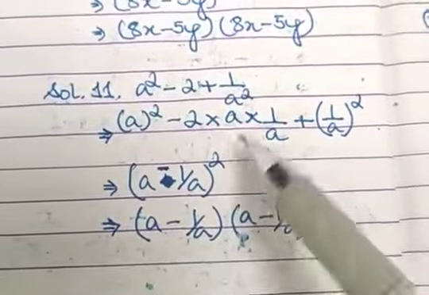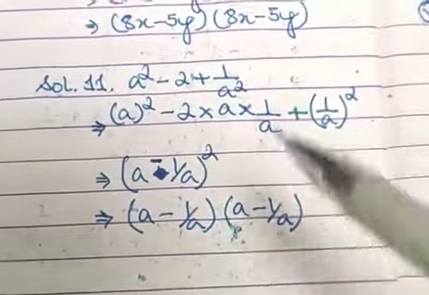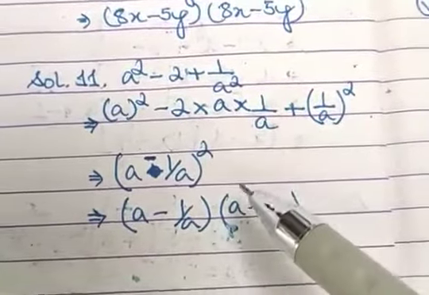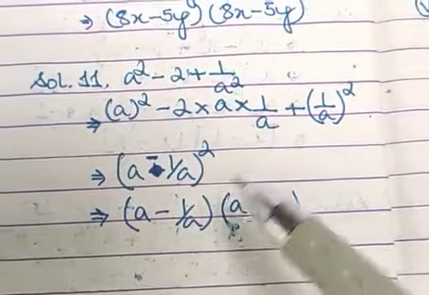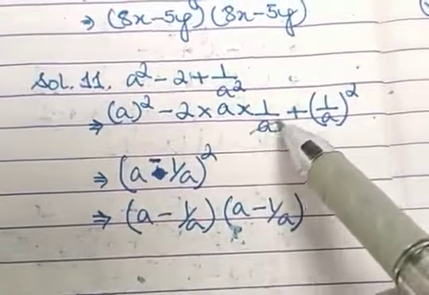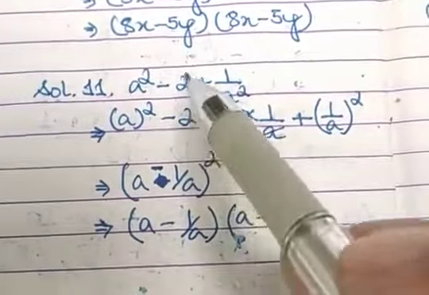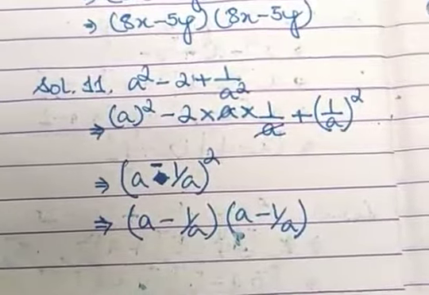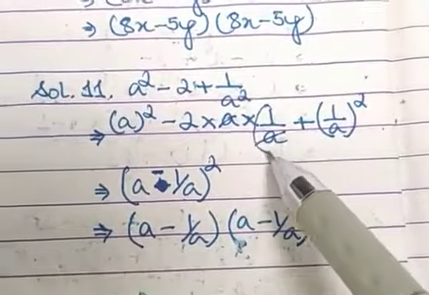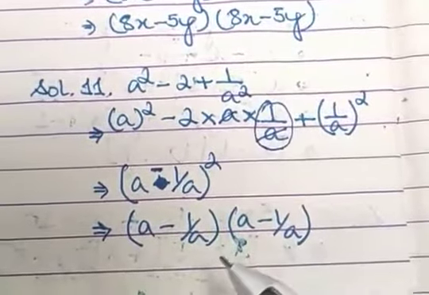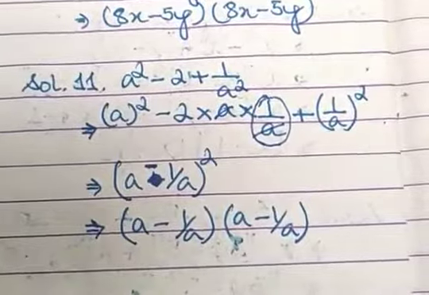If I cancel the a term, then I'll get 2, isn't it? And how will you cancel the a term? By simply multiplying by the reciprocal of a, that is 1 by a. Reciprocal of a means 1 by a, because at that time this a and this a will get cancelled and you'll get minus 2, isn't it? So in this way we got the value of b as 1 by a.